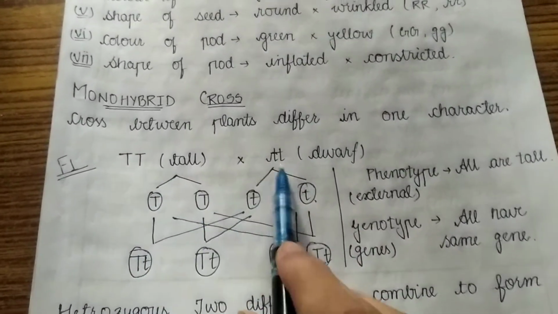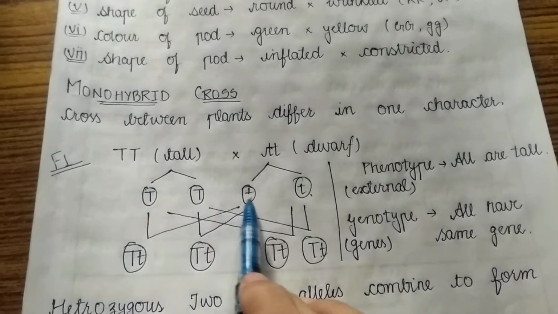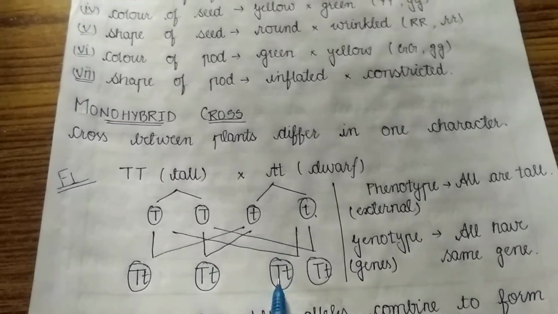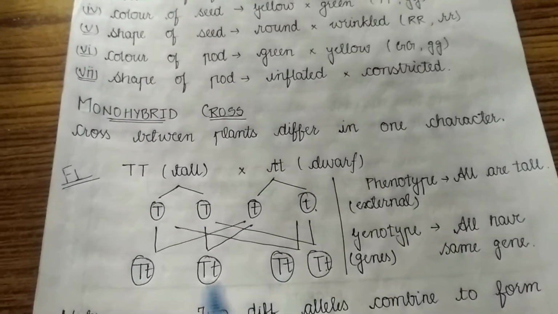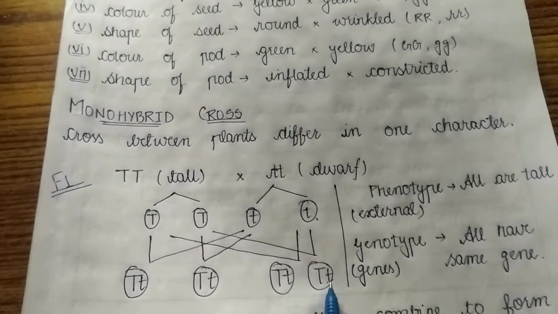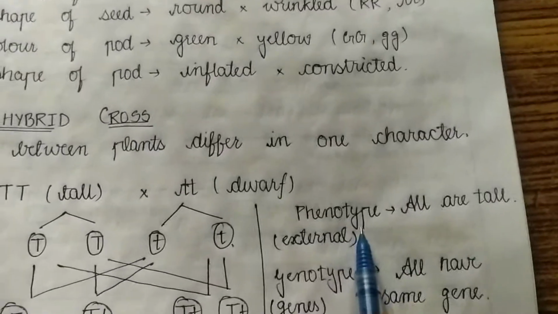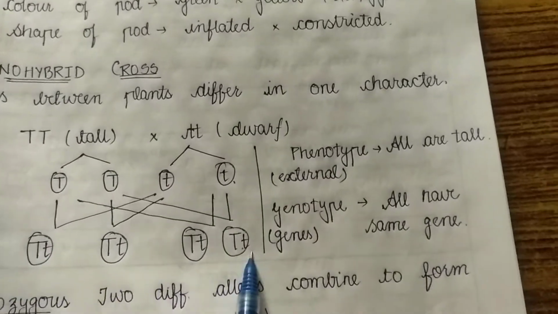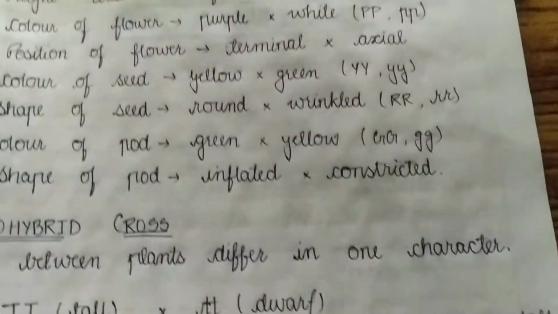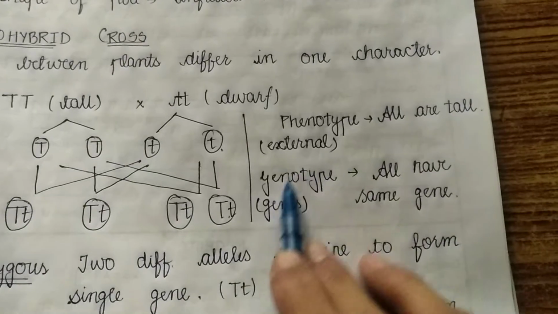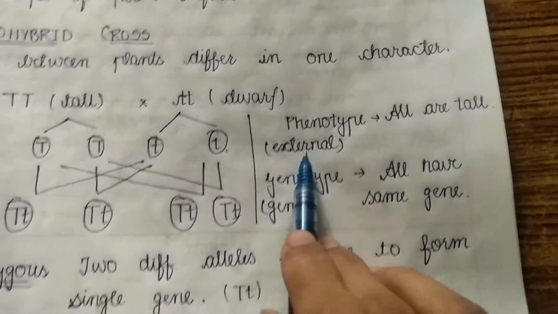So T and t. First this gamete will fuse with this gamete, then this with this, and then this with this, and this with this. So what we get is capital T small t, capital T small t, capital T small t, and capital T small t. All are same. Therefore phenotype: what do you mean by phenotype? The external character which we can see. So what we can see is that all are tall, as we have seen that capital T stands for tall character. So all are tall, and genotype, all have the same genes. Genotype depends on the gene and phenotype depends on the external character.